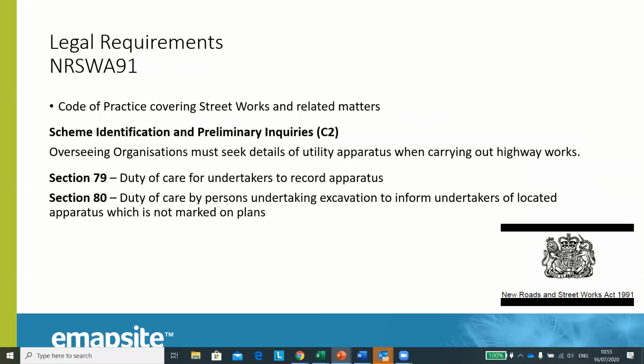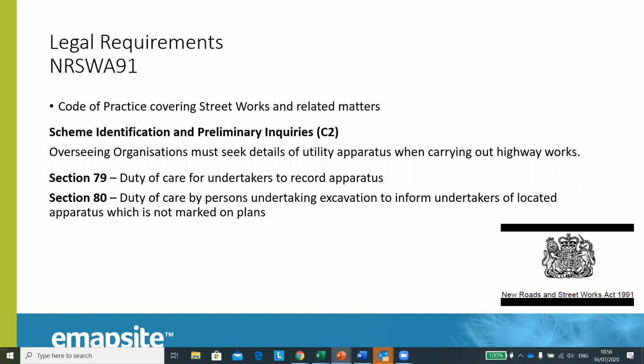And the Act also places a duty of care on utility suppliers to record their apparatus and on the parties carrying out the street work to notify suppliers of any utility apparatus they come across which doesn't match up with the plans that the utility providers have given you. So this can sometimes occur, especially where networks are taken over by new companies who may not have been provided with a complete set of information on existing apparatus when they took assets on board.